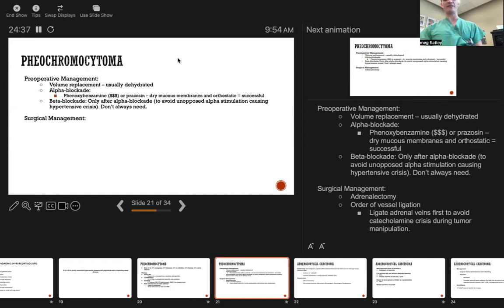Surgical management is basically you cut out the pheochromocytoma. If it's in the adrenal gland, basically at some point you have to ligate the artery and you have to ligate the vein. Which one do you ligate first? Okay. And that's to avoid a catecholamine crisis from manipulating the tumor.